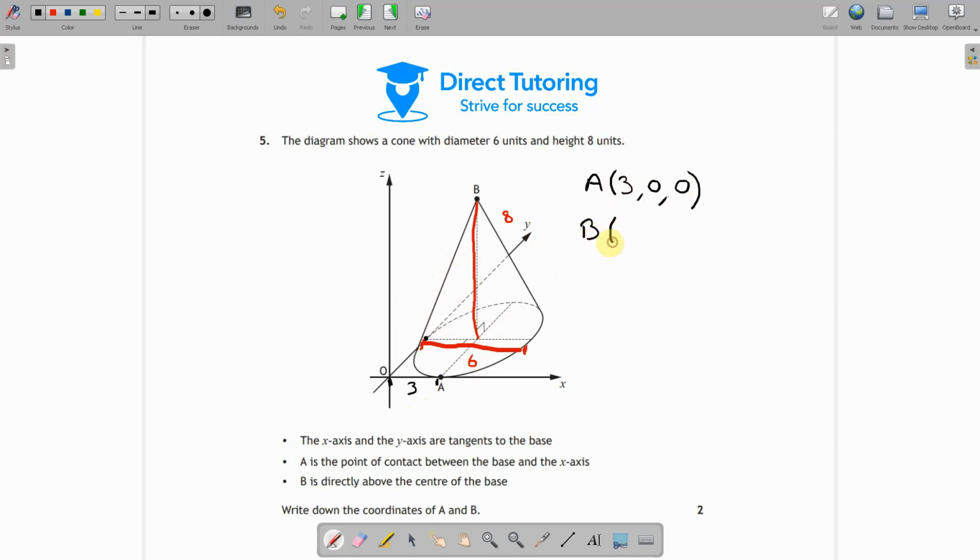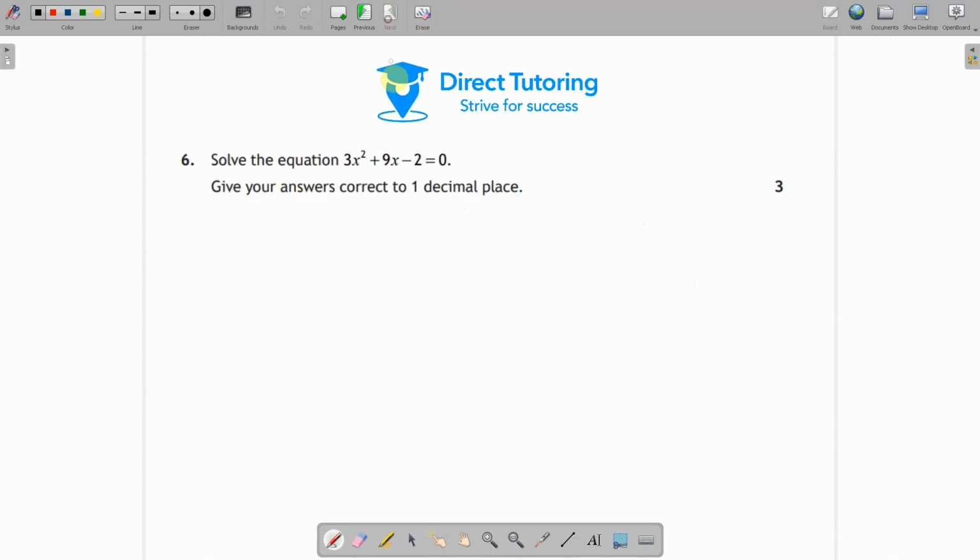And then the coordinates of B. Now B lies in the center point of the cone, which means it must have gone along 3. So the x coordinate is going to be 3. Now same thing again, but in the y direction the whole length is 6. However, to get to the center is 3. And then from the base to the very top, which is where B is at, a height of 8 units. So the coordinates of B is 3, 3, 8. You get 1 mark for A and 1 mark for B.